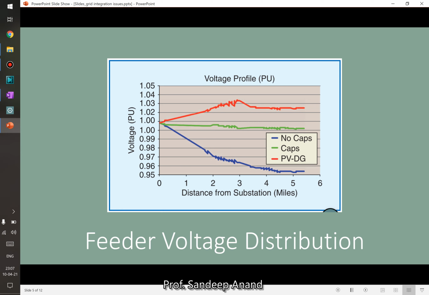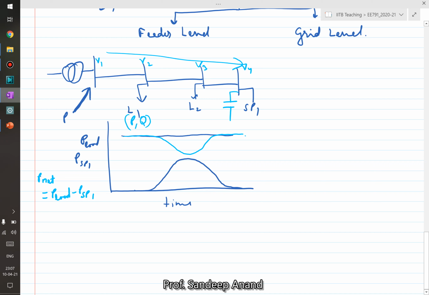Now this is one. Now let's move on to the second thing. What about loading? Earlier, let's say this is the picture. This is the same feeder we are looking at, with V1, V2, V3, V4, and solar connected at the end point, and there are loads connected. Conventionally, if there is no solar photovoltaic, then power will flow from left to right, and as we move from left to right, the power handled by each particular section reduces. Let's say this is section 1 of the feeder, this is section 2, this is section 3.